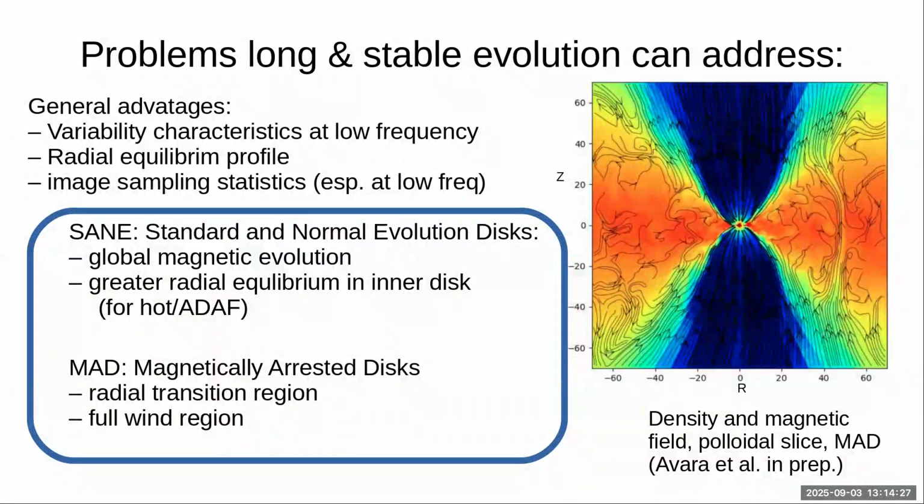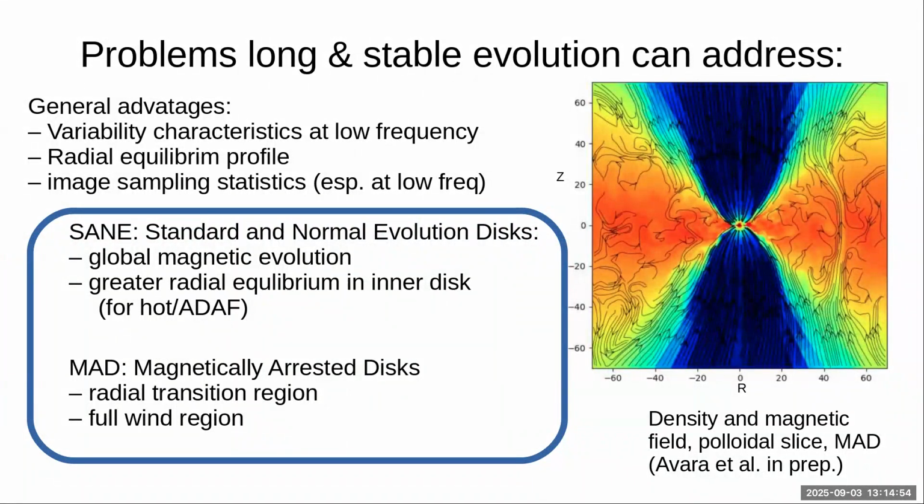The advantage of this is you can understand, or characterize, the variability of an accretion disk at low frequencies. And that's important because for X-ray binaries, in the X-ray emission, what we are really looking at a lot of the time is effectively low frequencies compared to the simulations. And then the radial equilibrium profile can reach a larger extent for a very long simulation.